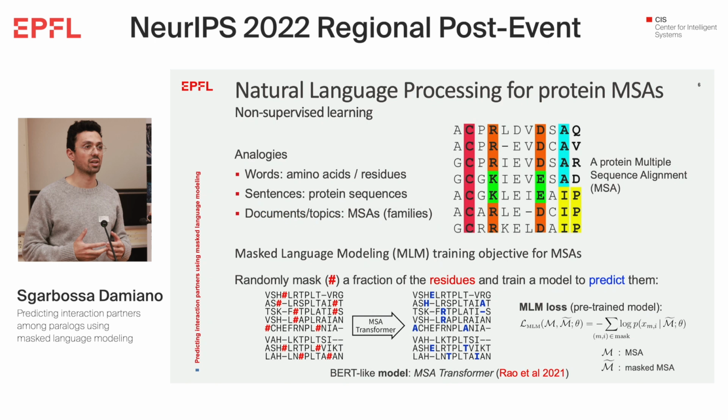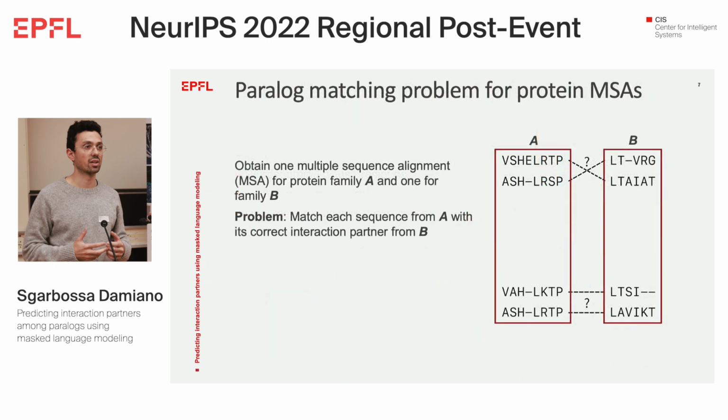So, since we can train large language models on natural language, we can do the same for protein sequences. In fact, the model that we used is called MSA Transformer, and it's a BERT-like transformer model which was trained to correctly predict randomly masked amino acids in single family MSAs, which is what you can see here in the image. And the model's masked language modeling loss is simply a cross entropy loss on the masked residues or amino acids.